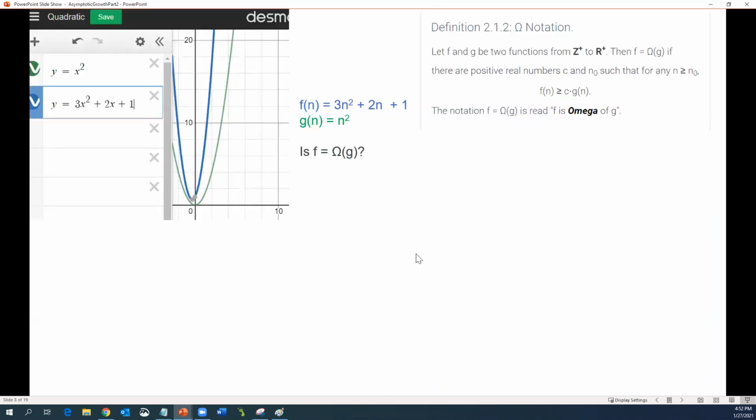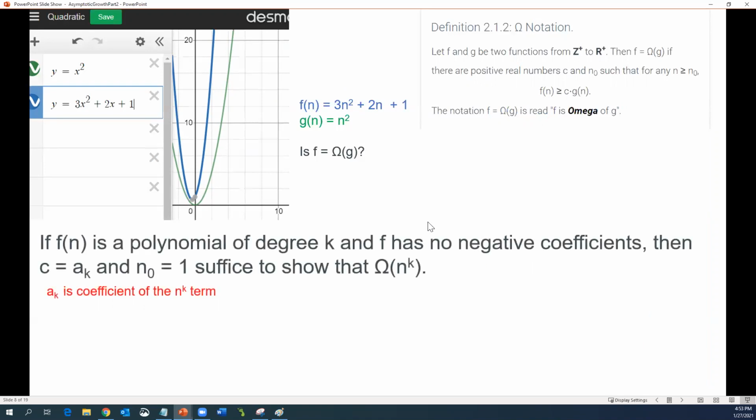And here's how we're going to show it. Again, you could just remember the rule, but I want you to be able to show it. So here we've got f of n, and then n squared, and we want to say is f omega of g. Yeah, because you know the highest degree of f is n squared, and so if g is n squared, we just found that f would be omega of g. But how do we show that?